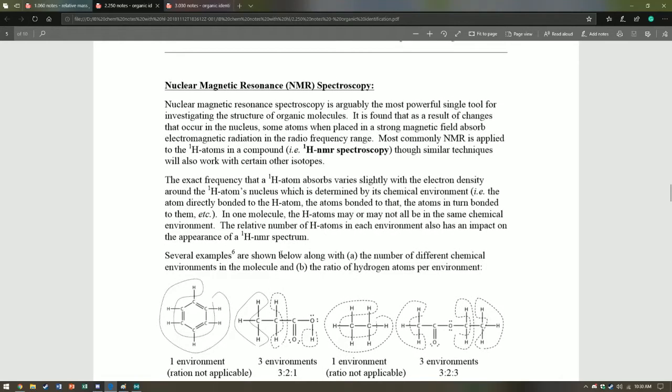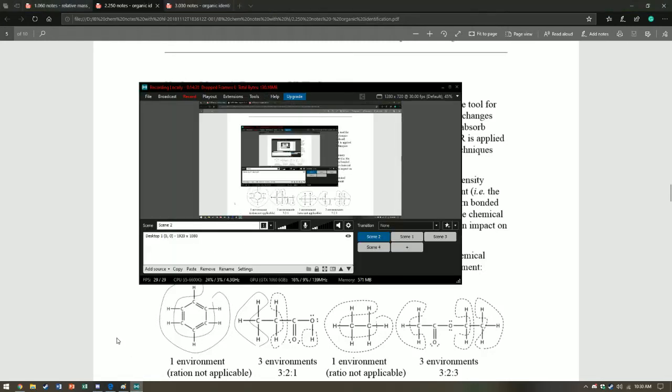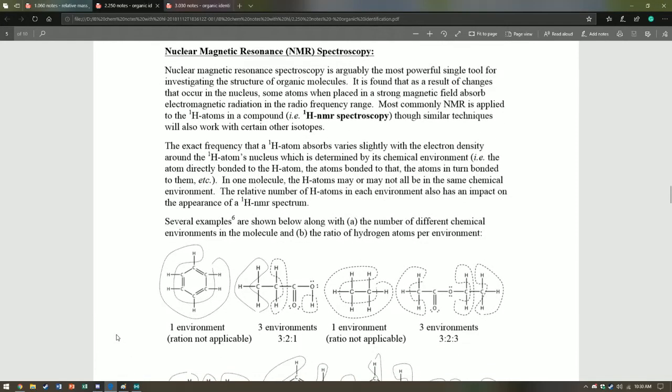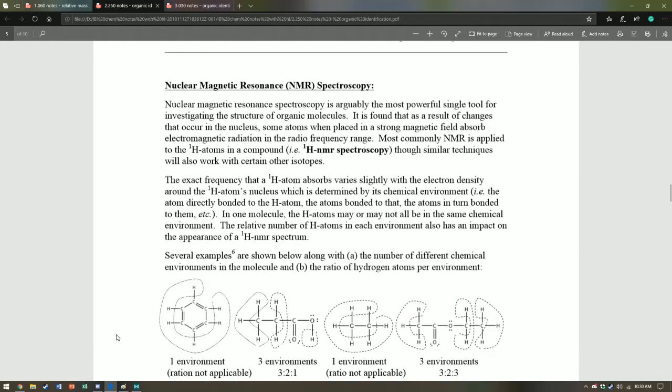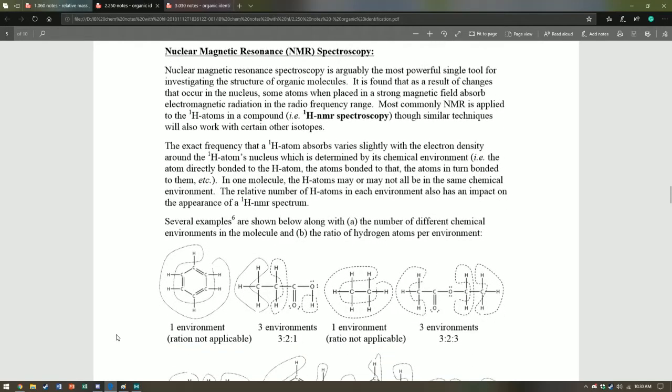But before we get into that proper explanation, we need to talk about hydrogen environments. If you couldn't guess, the last bit here is nuclear magnetic resonance, or proton NMR spectroscopy. A hydrogen environment is hydrogens that have the same sort of bonding, I guess. It's hard to describe, and you are expected to know how to find them.